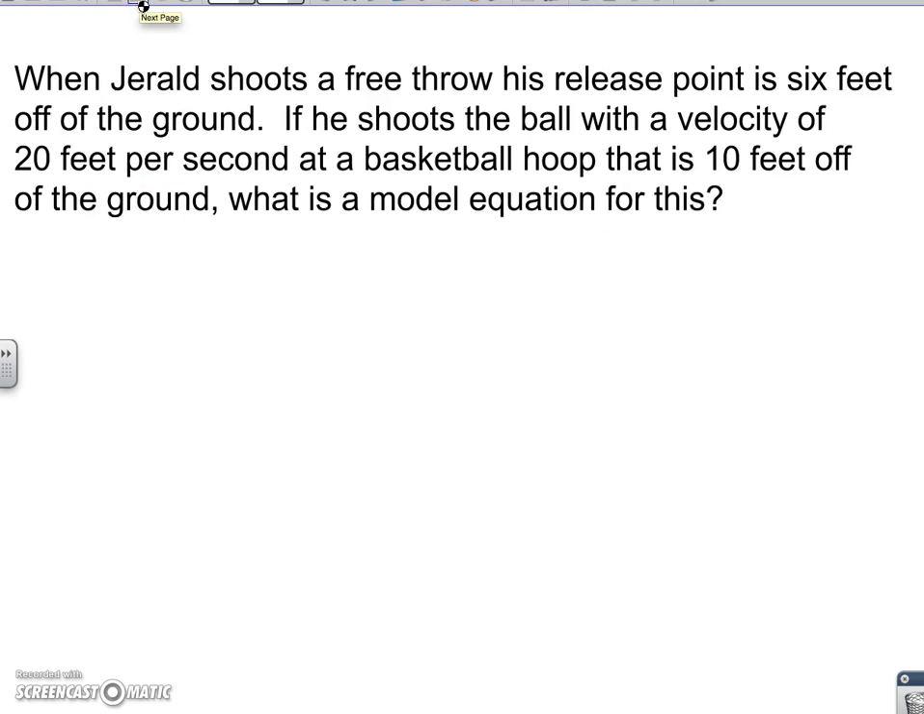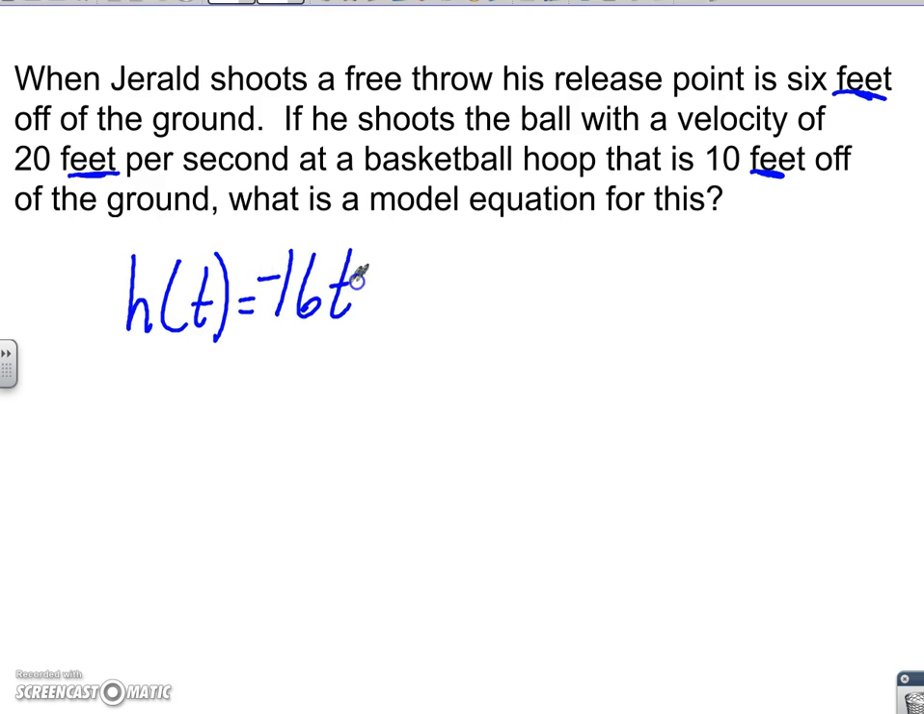When Gerald shoots a free throw, his release point is 6 feet off of the ground. If he shoots the ball with a velocity of 20 feet per second at a basketball hoop that is 10 feet off the ground, what is a model equation for this? Well, let's see. What are we dealing with? We've got feet per second, so we know we're doing time. We've got feet up in the air, so we know this has to be a function of time. So we're dealing with h of t. Because we see feet here, it has to start off as negative 16 t squared.